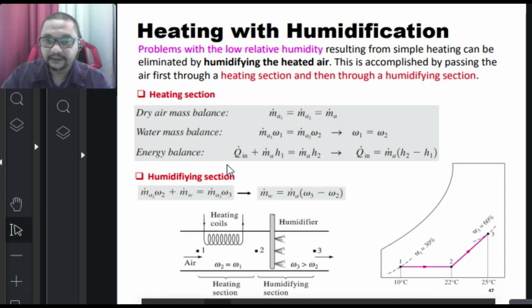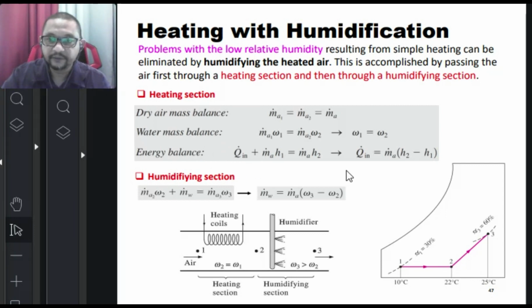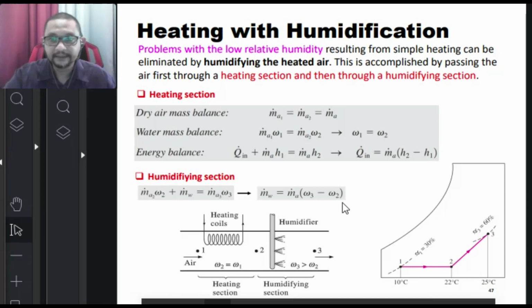These are the formulas that you can use to solve the equations. Just now add another equation for the humidifying section: m dot a omega 2 plus m dot w, where m dot w is the water coming from the humidifier, is equal to m dot a omega 3. Simplifying these equations, m dot water is equal to m dot a times (omega 3 minus omega 2). Okay, let's see the example.